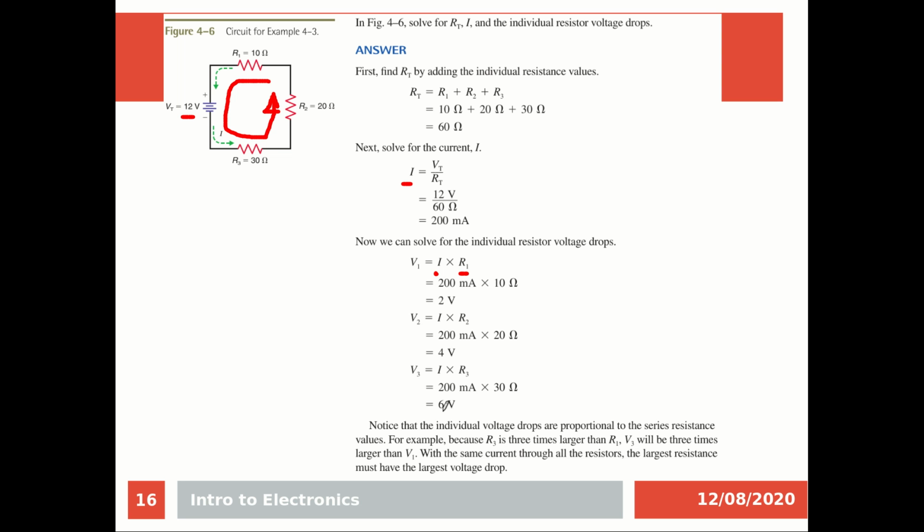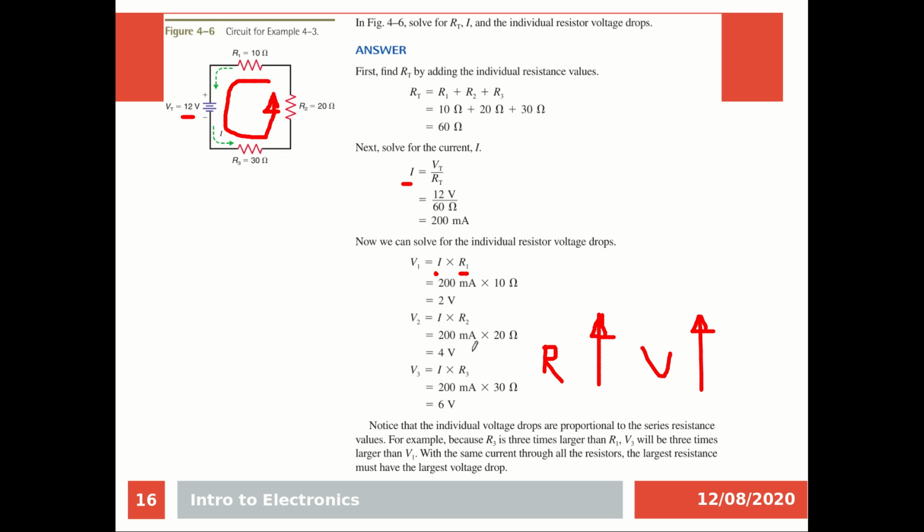You see that the voltage for R1 is lower, V2 is higher than V1, and V3 is higher. This is because when we increase the value of the resistance, our voltage goes up. So the value of R goes up from 10 to 20 or whatever, and the voltage goes up.